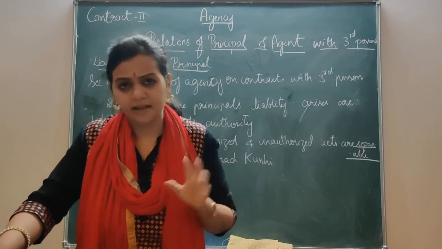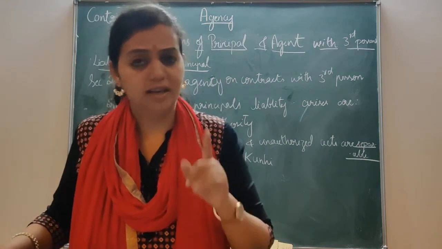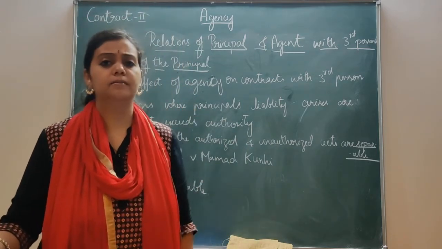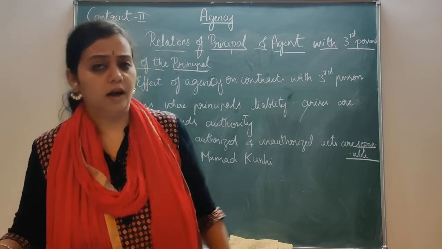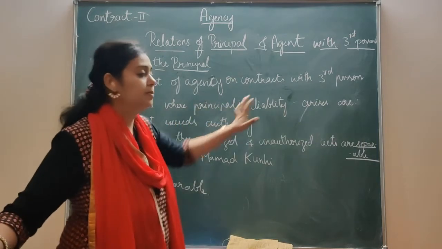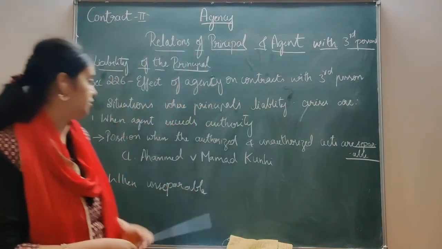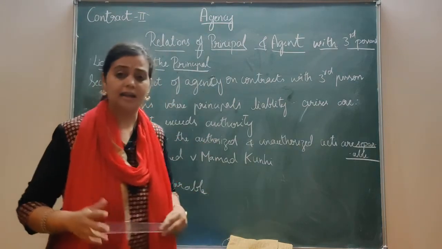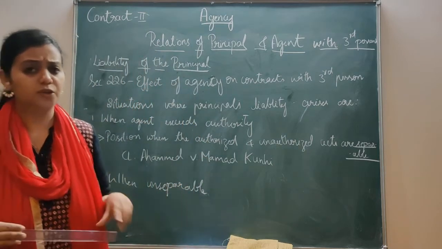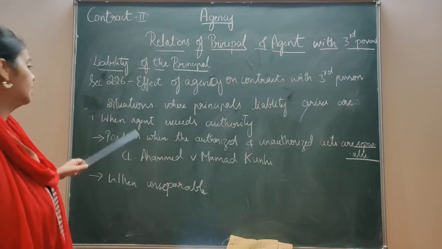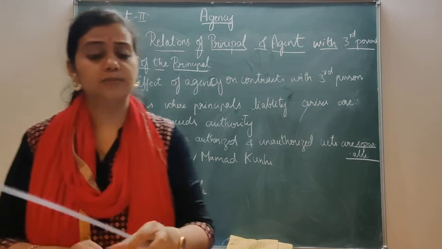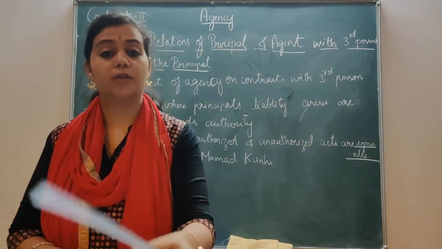We also saw that through the implied and express modes, by giving actual authority, he is bound by the acts of the agent. We also saw the other modes where he becomes liable. Now here, in particular, we'll see the situations where the principal's liability arises. We have three situations basically, and we will study each situation in detail. The first one is when the agent exceeds his authority.